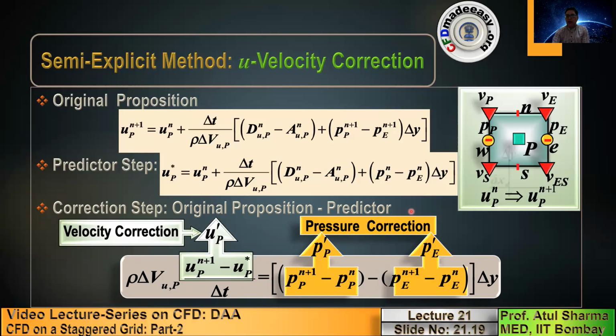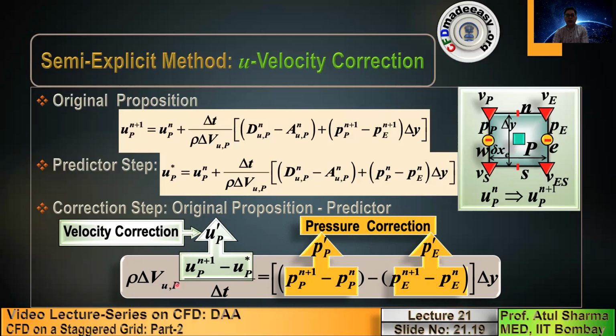Now the volume of the staggered control volume, for a uniform control volume, has height delta Y. This distance is the distance between the two yellow circles. This is the yellow circle corresponding to P, and this is E. This distance is delta XE. So this volume is equal to delta Y into delta XE.